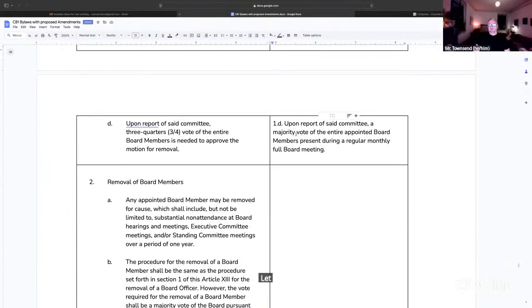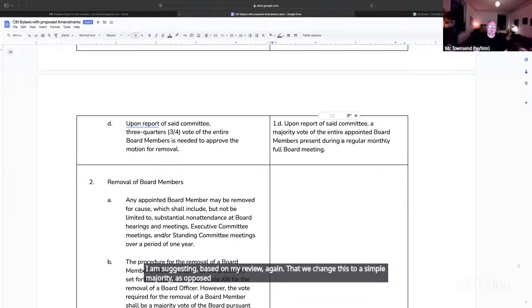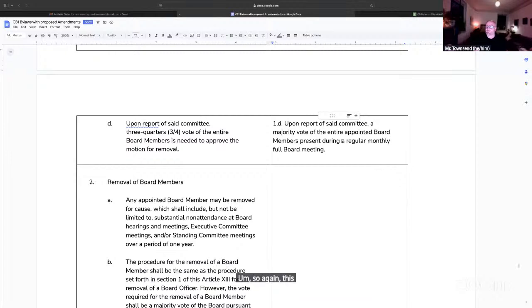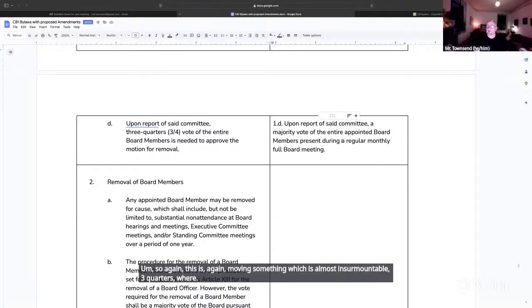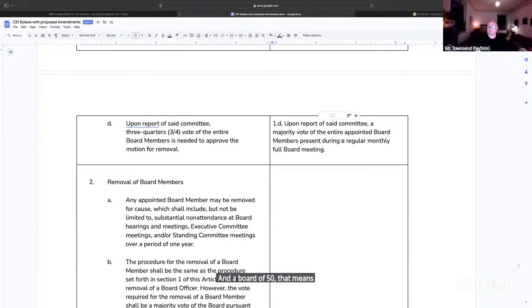Letter D, this is where I'm suggesting a change. The previous says, upon report of said committee, 3/4 vote of the entire board members is needed to approve the motion for removal. I am suggesting, based on my review, again, that we change this to a simple majority as opposed to 3/4. So again, this is moving something which is almost insurmountable, 3/4, where in a board of 50, that means 13 people could band together to keep a bad actor. So instead, we are changing this to a simple majority.